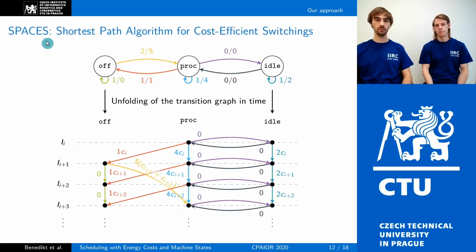The idea of the preprocessing is illustrated on this slide. We take the transition graph of the machine and we unfold it in time over all intervals. Now, we compute the shortest path between the processing states in this unfolded graph. This gives us the optimal switching cost between all possible start times of the two consecutive jobs. Once we compute these costs, we can integrate them into the models.